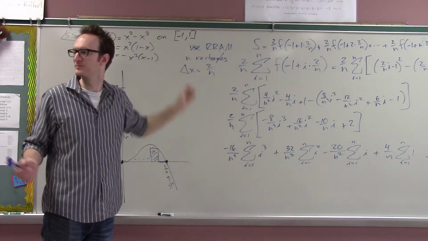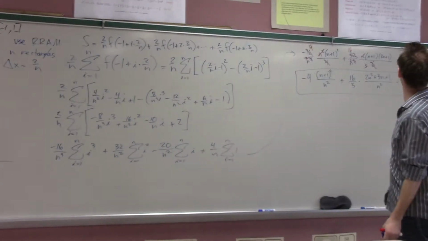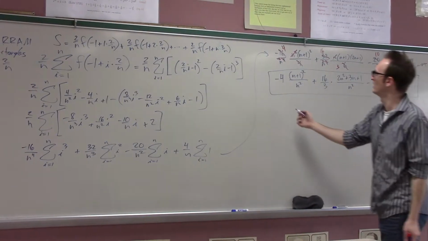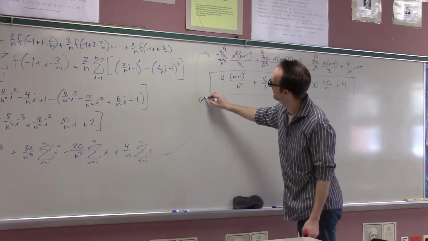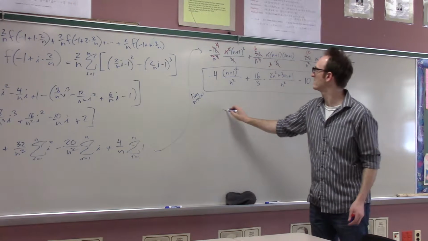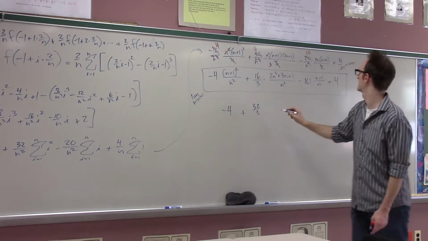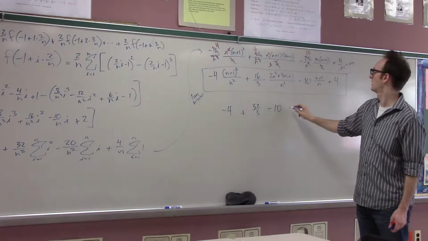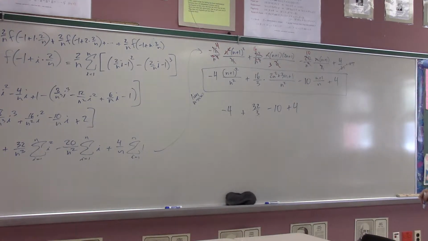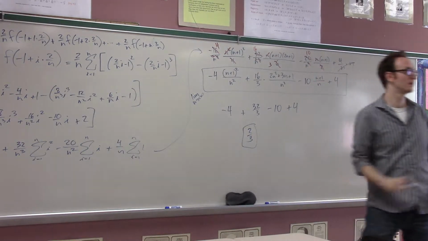So is everyone okay with that? And then, of course, if we want to know the exact area, we take the limit as n goes to infinity of this whole thing. And if you write it like this, it's pretty easy to do. If we take the limit as n goes to infinity of this whole thing, we get negative 4 plus 32 thirds minus 10 plus 4. And the 4's cancel, so that's 32 thirds minus 30 thirds, so my final answer is 2 thirds.